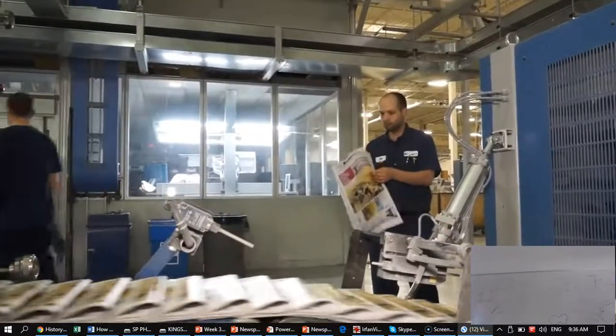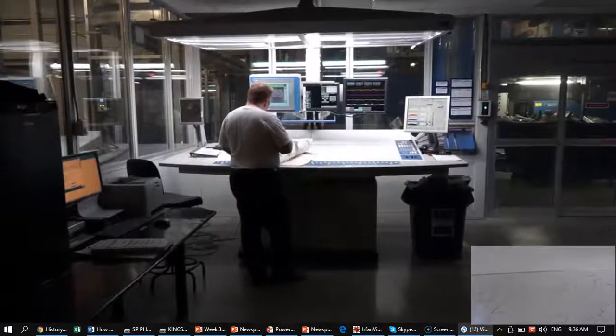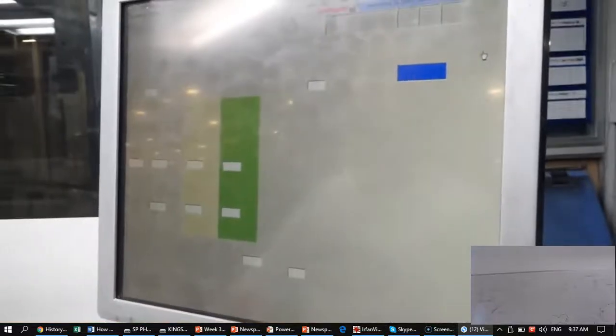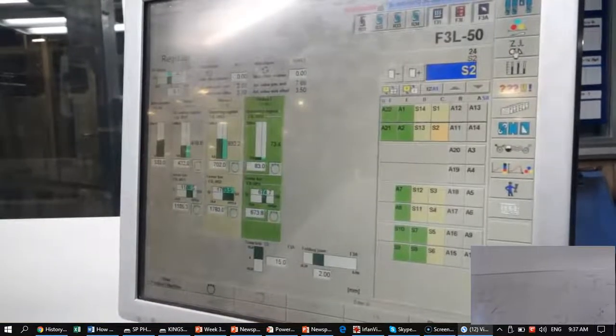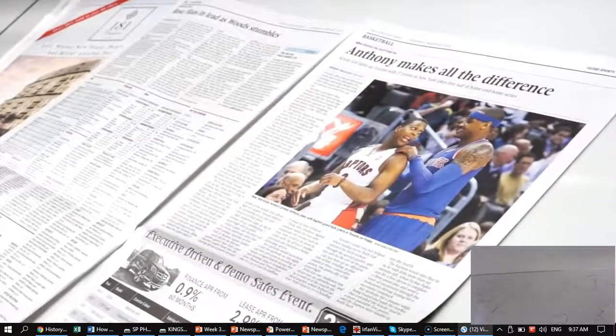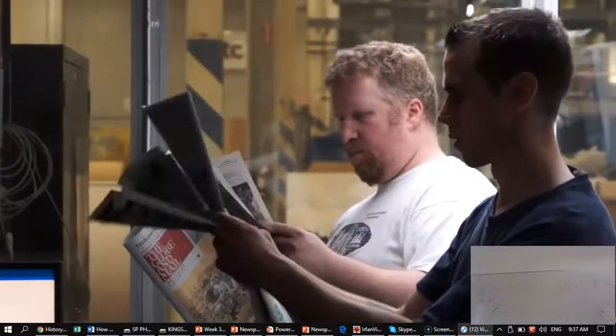So this is what we call the quiet room because it's relatively quiet compared to what it's like out there. But this is where the press operators actually run the press. When they're outside, all they're really doing is webbing up the press and hanging plates. Once that's completed, they come in here and run the show from inside the quiet room.